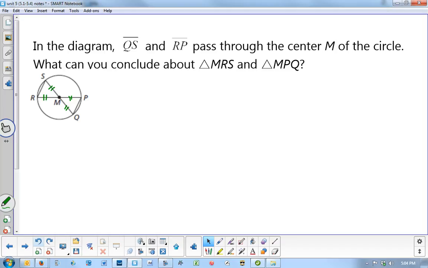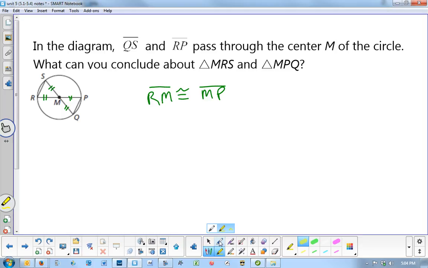All right? So we can say that RM is congruent to MP. All right, I'm picking one side from one triangle and one side from the other. Could I have picked MQ? Sure, why not? But I didn't. So we've got SM. Whoa. Let's see. We've got, we also have SM is congruent to MQ. Okay?